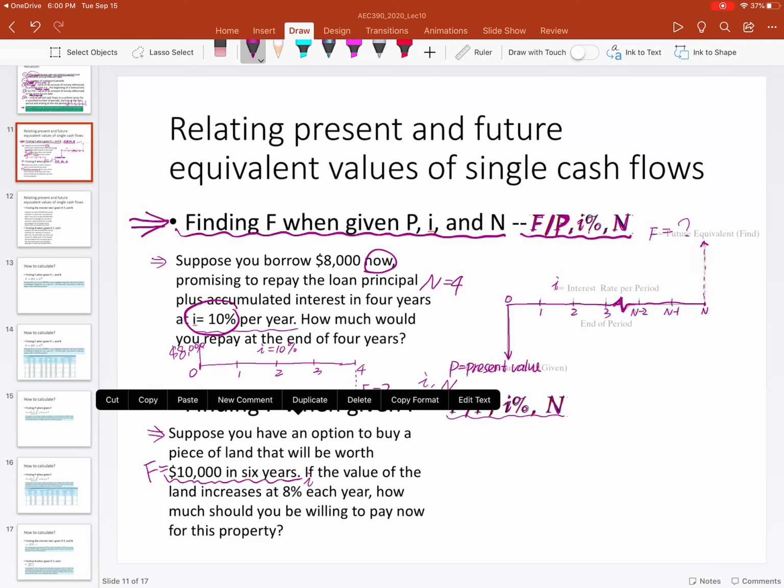So the question is, how much should you be willing to pay now for this property? Of course, you want to pay as little as you can, but you want to know the maximum price you want to pay so that you don't lose a lot. Okay? So you want to find out the equivalent present value for that future 10,000 in 6 years.